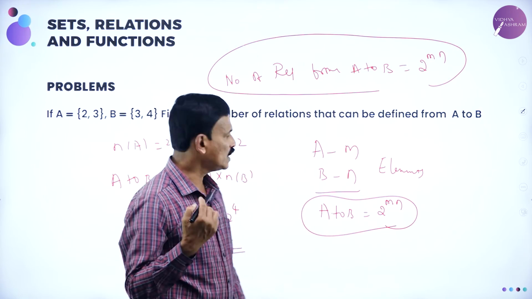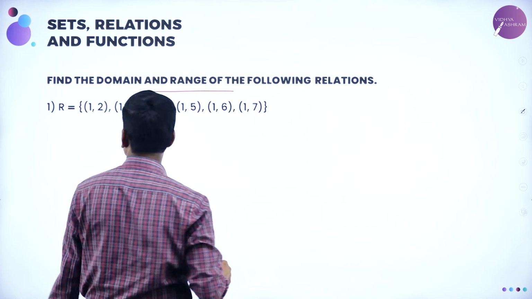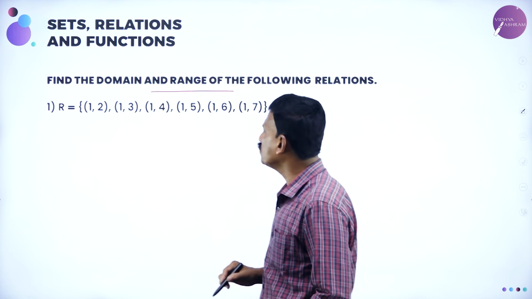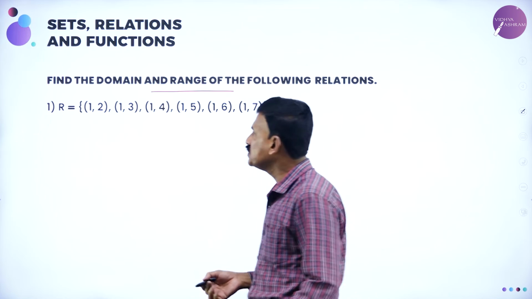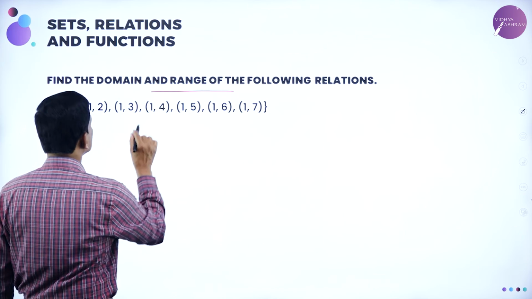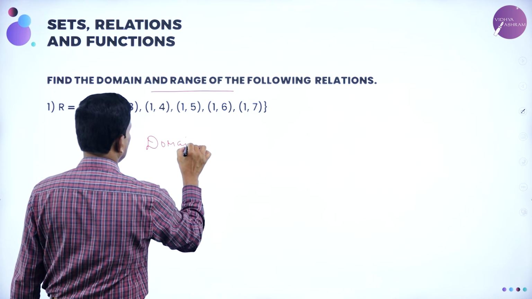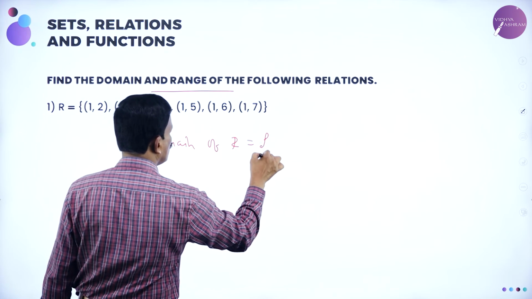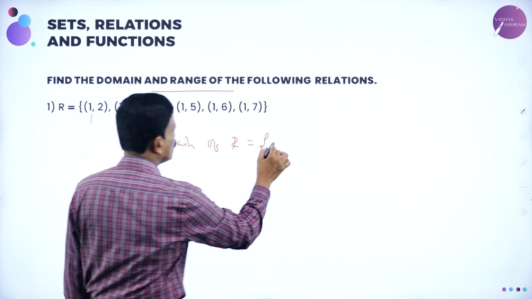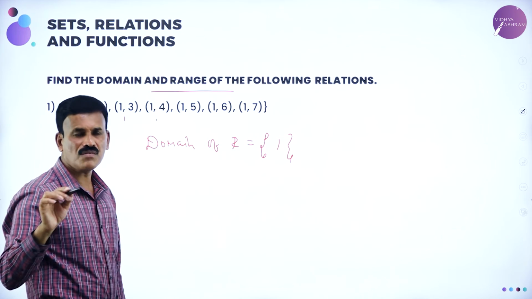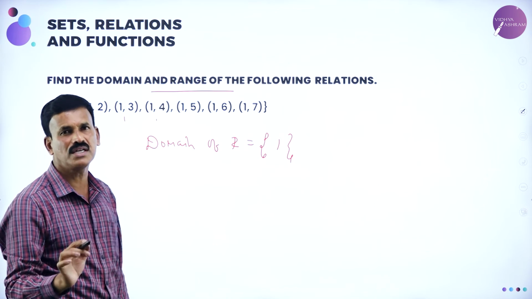Okay. Now, let us come to the next problem. Find the domain and range of the following relations. Here R is equal to {(1,2), (1,3), (1,4), (1,5), (1,6)}. As I told, the range and the domain. So, find the domain of this relation. Domain of R is the set of all first elements of the relation. Here the first element is 1. So, therefore, the domain is {1}. That's it. The set of all first elements of the relation is called the domain.